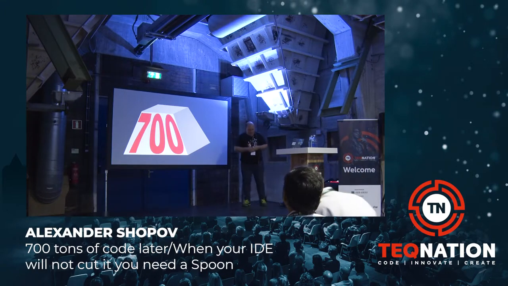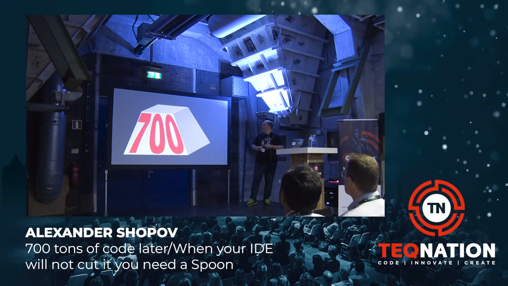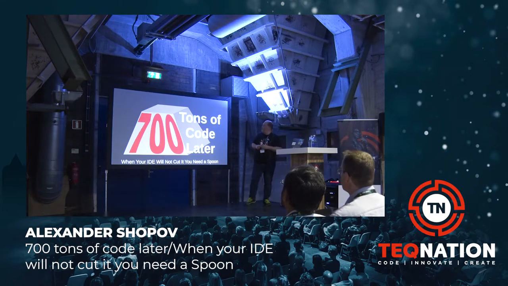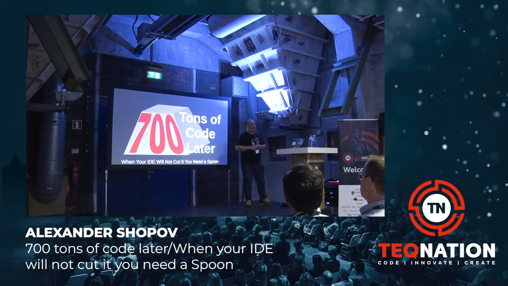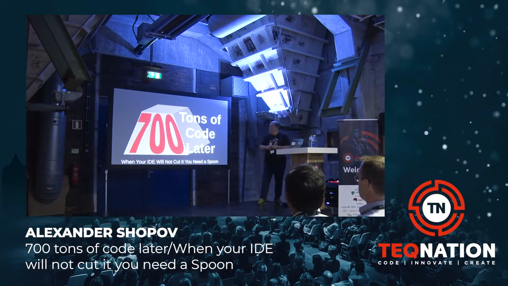It's called 700 tons of code later. And it is about those rare occasions when you can't get your job done using your IDE. So it will not cut it, and obviously when that sharp instrument doesn't cut it, you need something else, like a spoon.